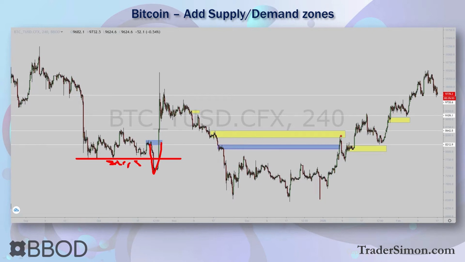But the point I want to make here is just to show you how these supply and demand zones line up with these key levels. Everyone get that? Any questions? If not, we shall move on.